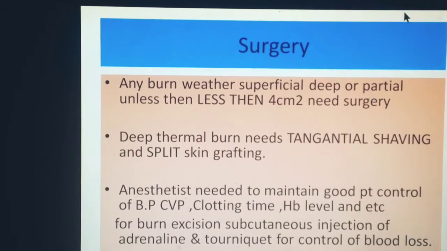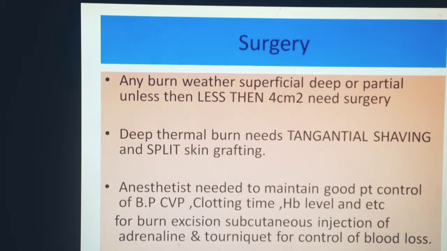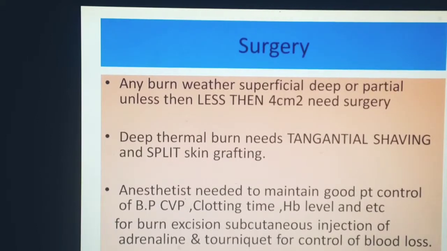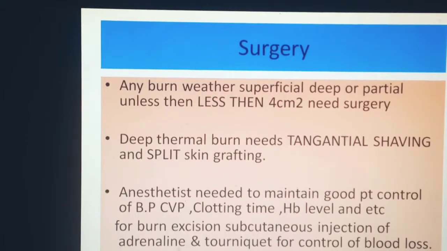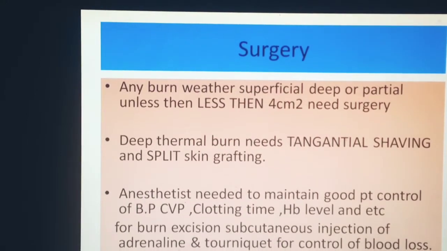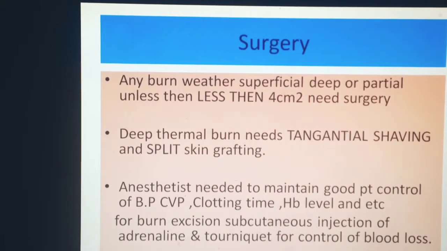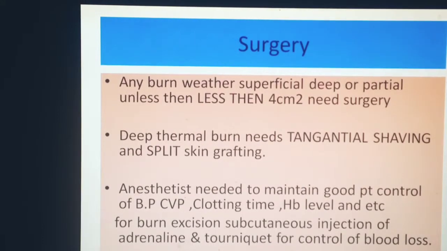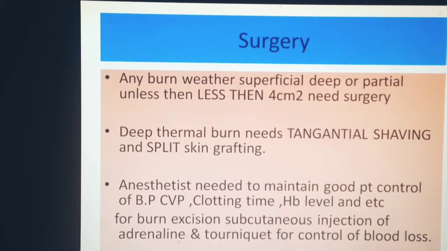Then lastly is surgery. Any burn, whether superficial or deep, unless it is less than 4 centimeters square, needs surgery. Deep thermal burn needs tangential shaving and split skin grafting. The anesthetist needs to maintain good control of blood pressure, central venous pressure, clotting time, hemoglobin level, and so on before starting the surgery. For the burn patient's excision of the subcutaneous tissue, we need to inject adrenaline and use a tourniquet for control of blood loss.